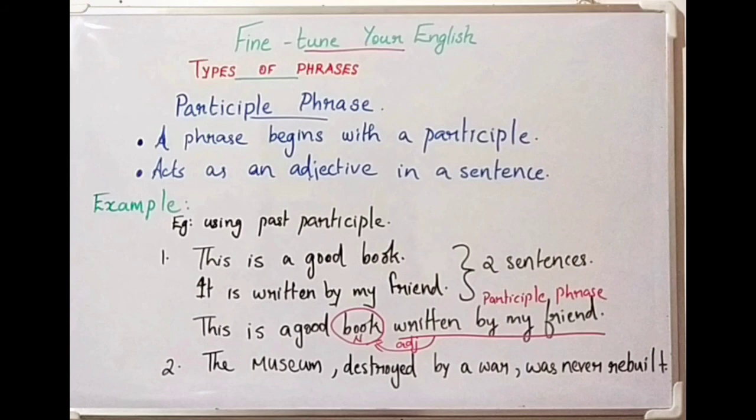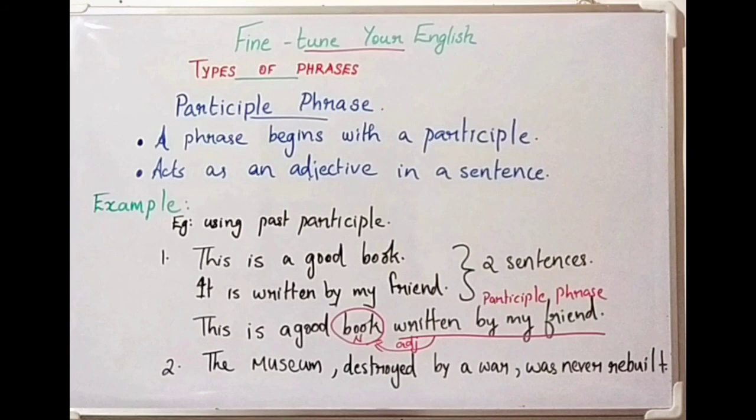Here we can see we combined the two sentences given above and made a new sentence. In the second sentence we removed the first portion and we combined the past participle form written to the first sentence. So this is a good book written by my friend. Here written by my friend is a past participle phrase and it modifies the noun book. So it's an adjective to the noun book. Then see the next example.